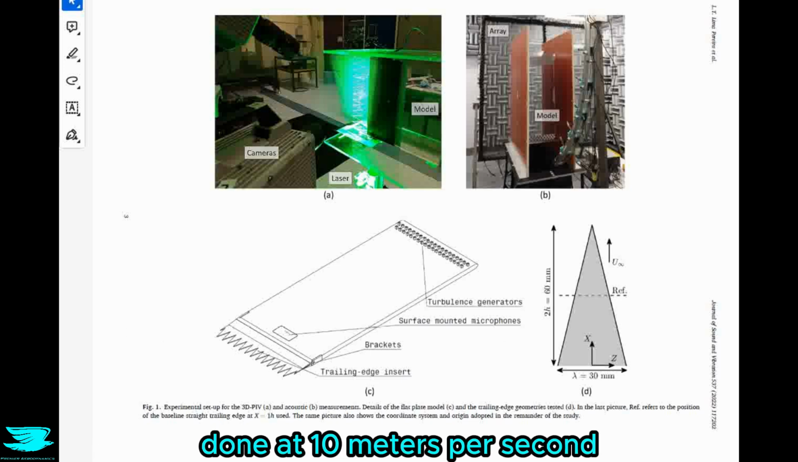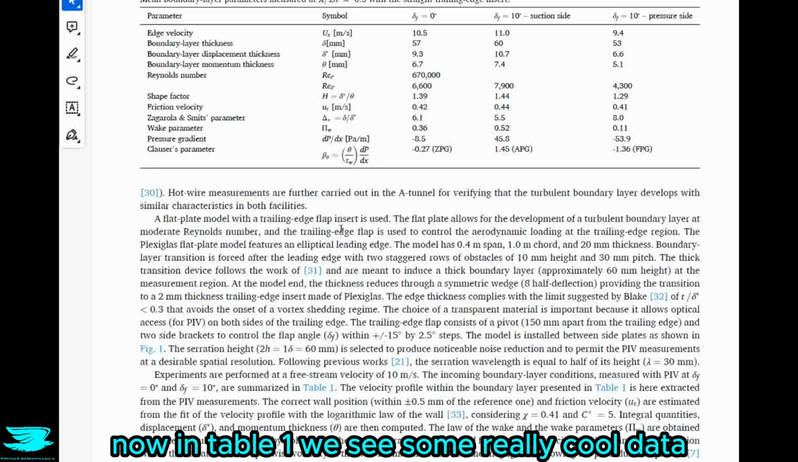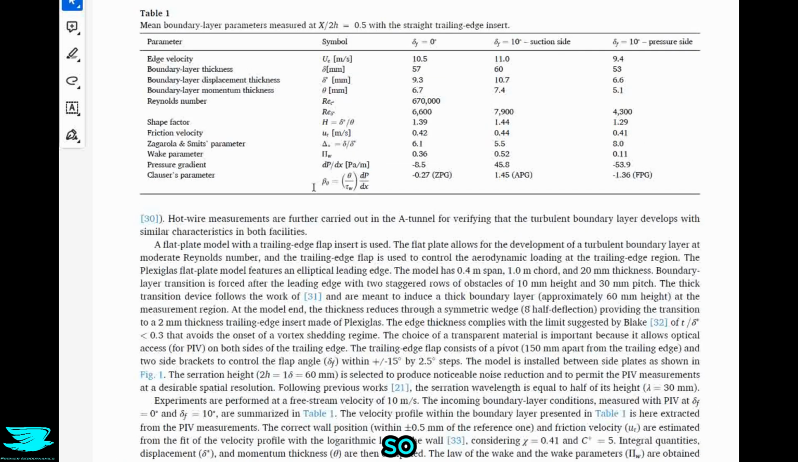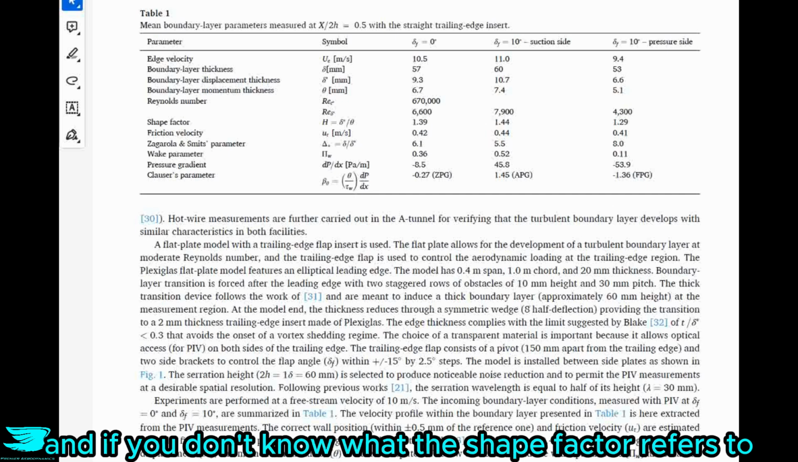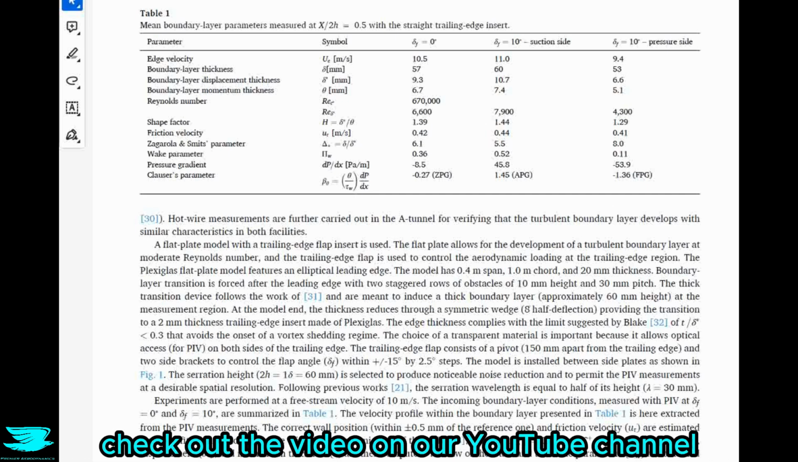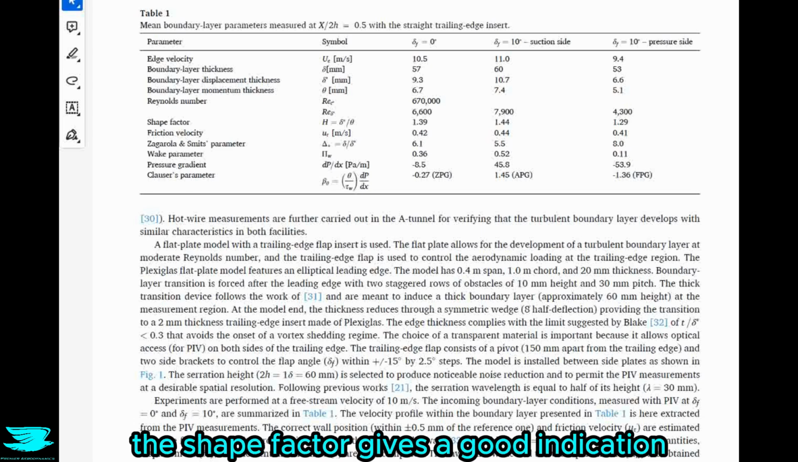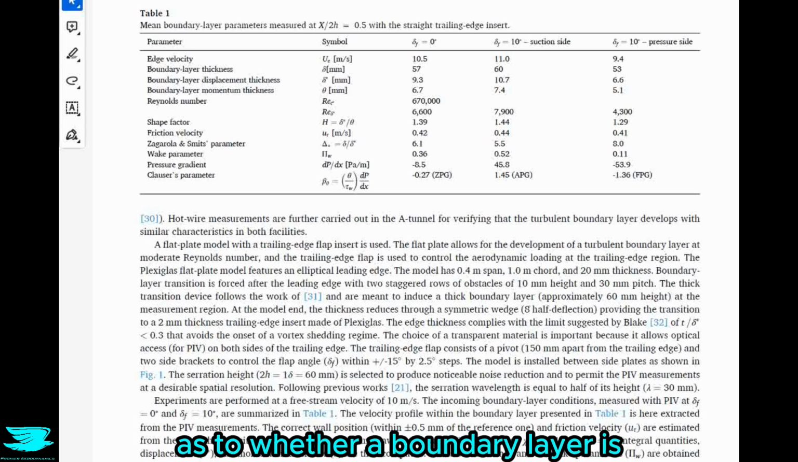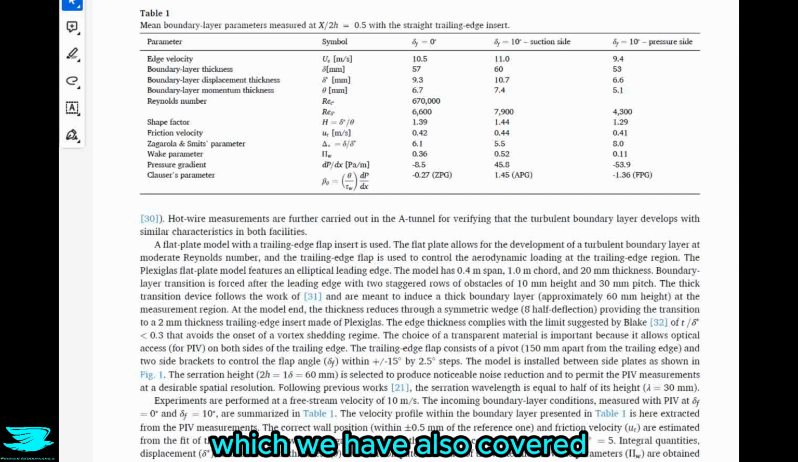The experiments were done at 10 meters per second, which gave a Reynolds number of 670,000. Now in table 1, we see some really cool data. First of all, they give something called the shape factor. If you don't know what the shape factor refers to, check out the video on our YouTube channel called Aero Fundamentals number 38, Boundary Layer Shape Factor Explained. In a nutshell, the shape factor gives a good indication as to whether a boundary layer is turbulent or not. It is based on the boundary layer displacement thickness and the boundary layer momentum thickness, both of which we have also covered on our YouTube channel.